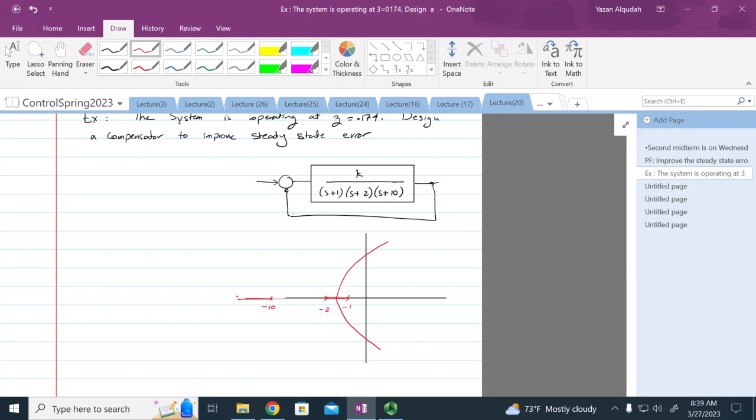Okay, so we have the system that is operating at zeta equal to 0.174. At what point on the root locus am I operating? How do I find that out? The angle right here. Like this, j omega, zeta omega. I'm not sure. How do I know where I'm operating on the root locus?